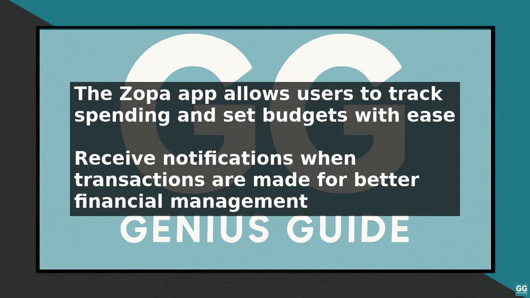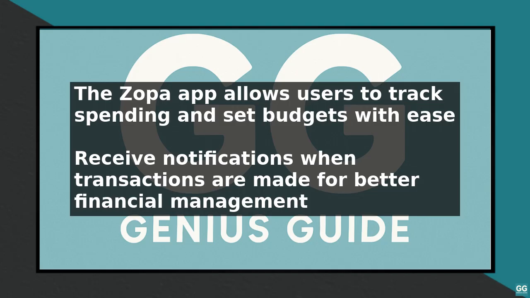One of the key tips for using Zopa Online Banking is to set up budgeting and tracking tools. The app allows you to categorize your spending and set targets for different areas of your budget. This helps you stay on top of your finances and make informed decisions about your money.